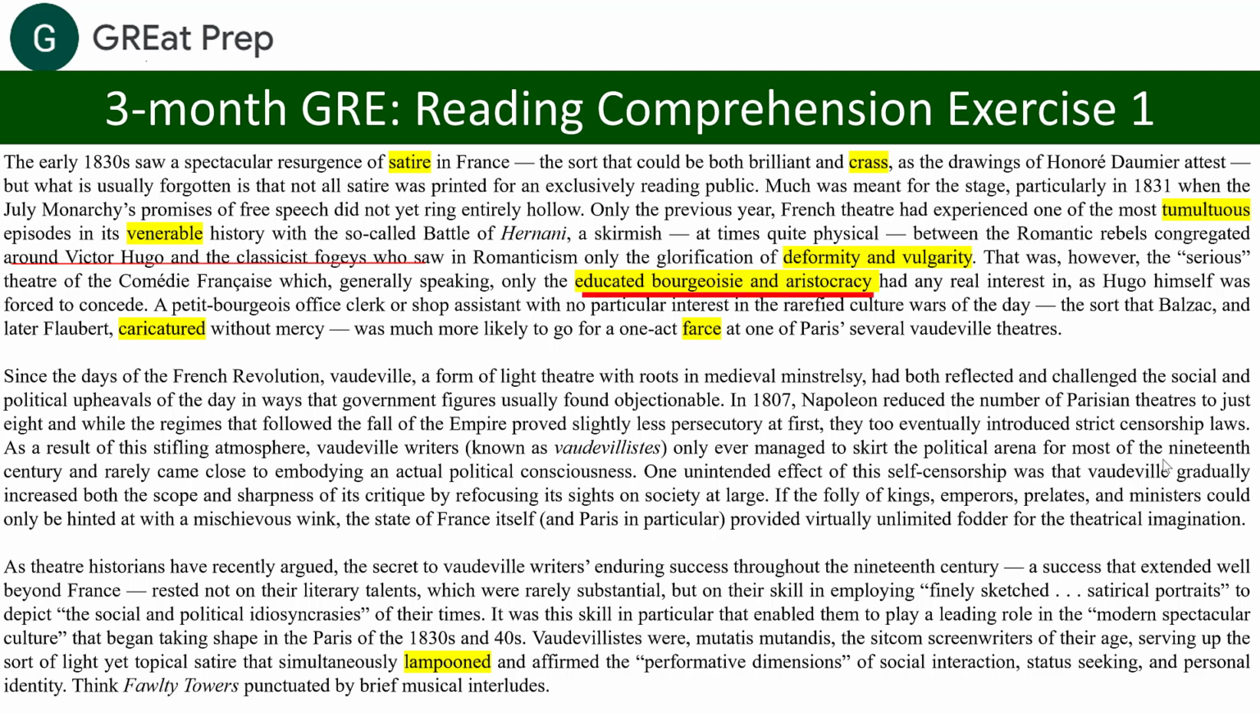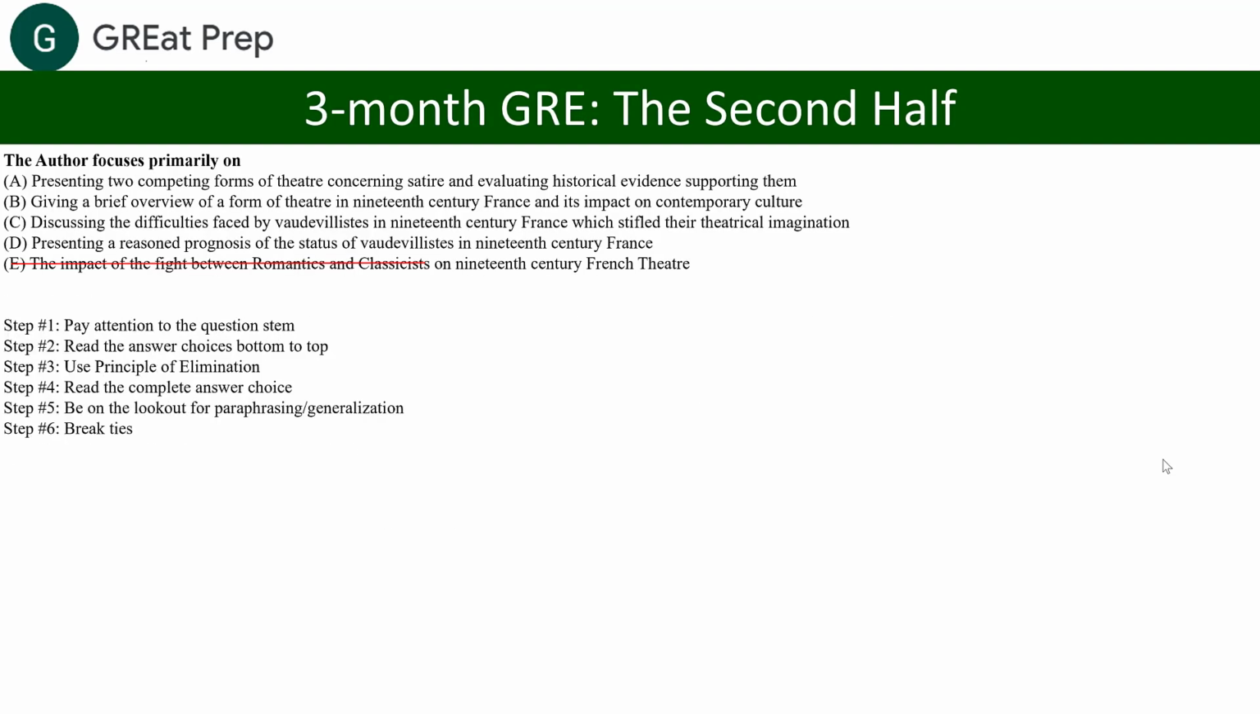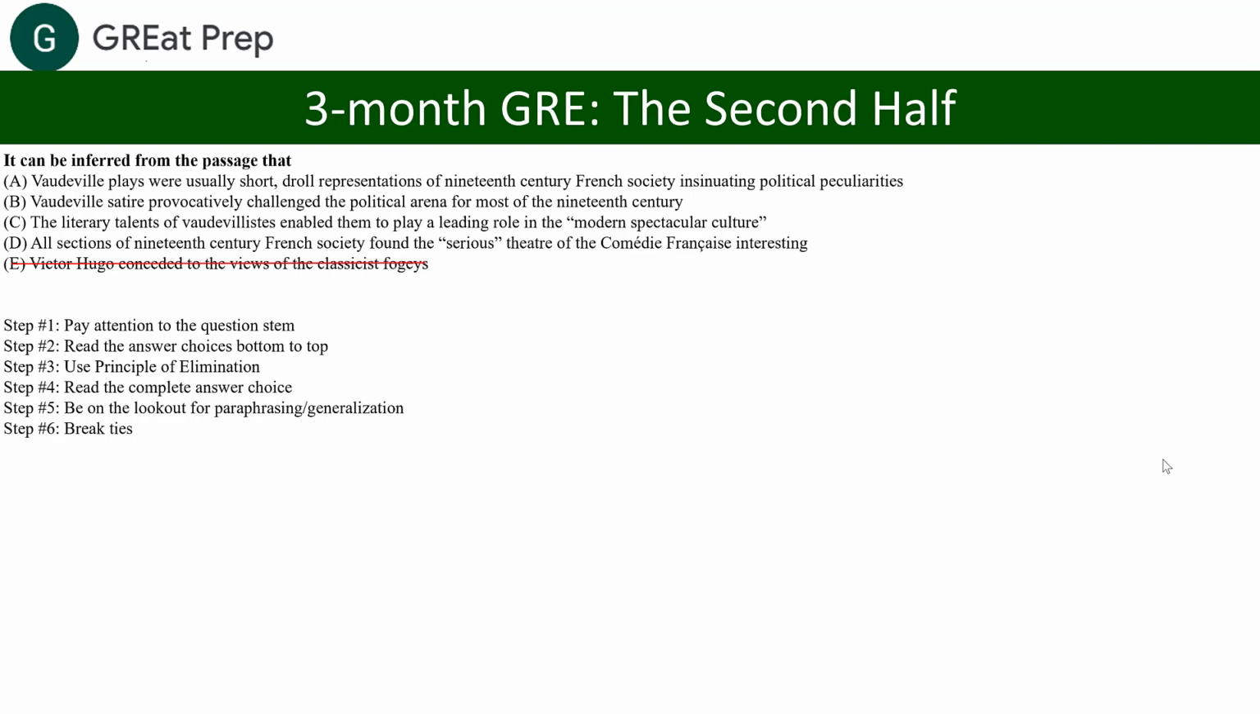This section of the society really liked it, but the petit bourgeois office clerk or shop assistant, who were not the aristocracy or the high class society, these were the people who had no particular interest. So the trap here is the word all, right? So you have to be careful. Again, they are overgeneralizing, which they can do just to throw you off guard. Let's go to option number C.